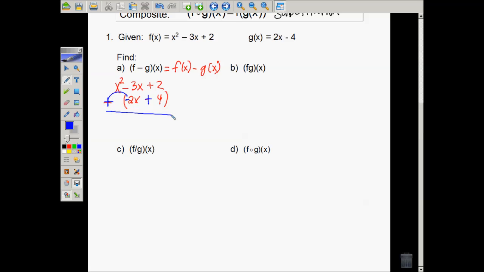So x squared plus nothing is x squared. Negative 3x plus negative 2x is negative 5x. And 2 plus 4 is 6. So my answer is simple. That's it.